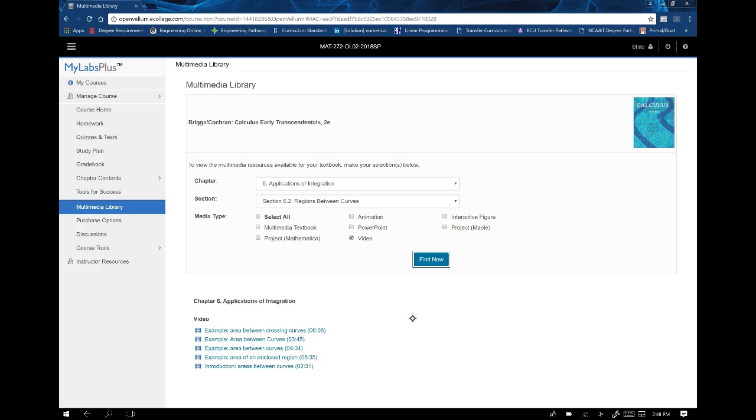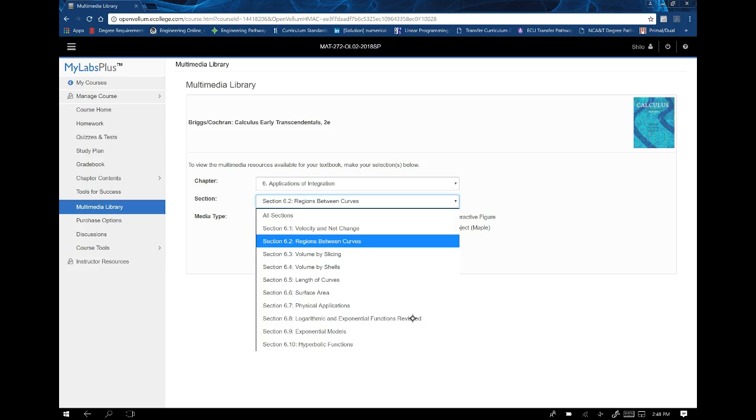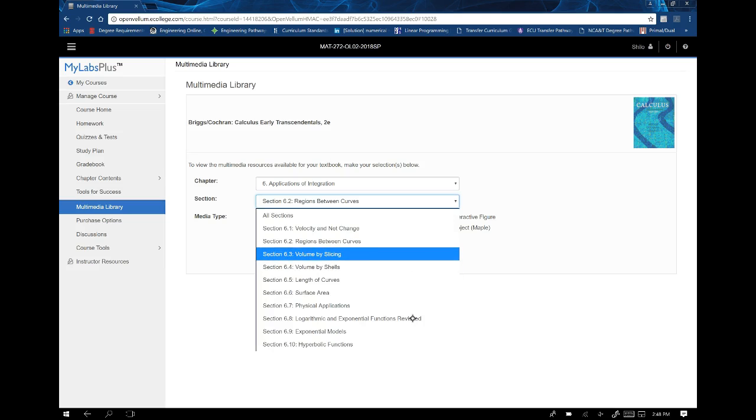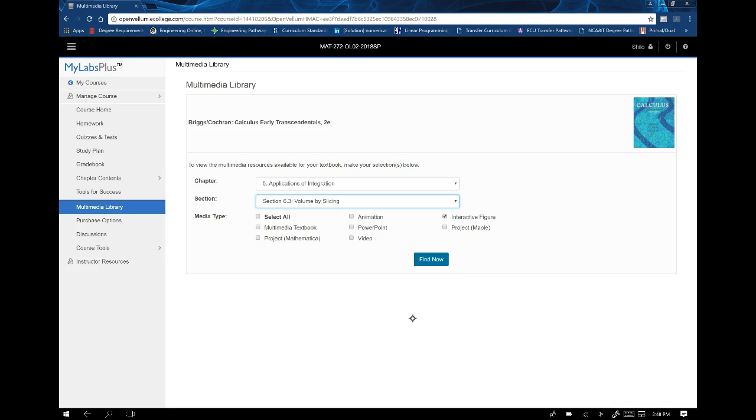Interactive figures, these are things that you can kind of play with and see what happens, like as you change a function, what's going to happen to the area as you change the left bound and the right bound. So it gives you an opportunity to kind of alter the problem and change the parameters of the problem and maybe get a little bit better of an understanding. So these things are available for every single section, every single chapter of the book. So next we're going to be going into volume by slicing and volume by shells, and we've got all of those same things for that as well.